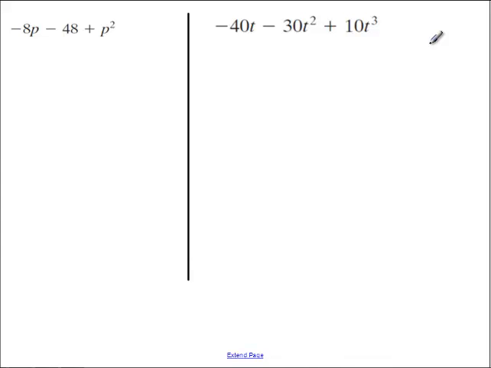Alright, so now we've got some time here. These are going to be more challenging ones, because now we have to say, here's my negative 8p minus 48 plus p squared, and I've been told to factor that. So there's my trinomial, and I have to factor it. All right, well, you know what?